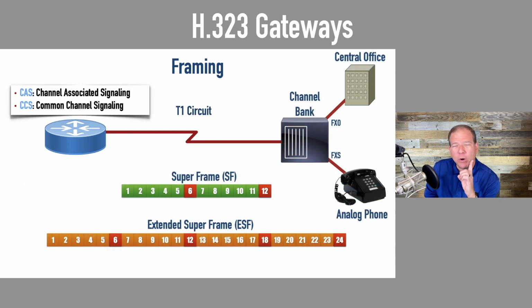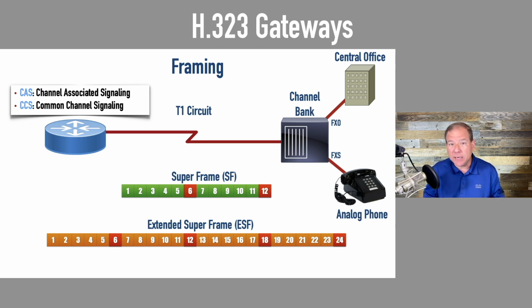Now, when I say we're going to do framing, I'm saying we're grouping together these voice samples. A single frame is 193 bits, as we just saw. However, we don't send a frame by itself. They travel in groups, and those groups in the T1 world are either super frames or extended super frames. And there are two different types of signaling we might be doing: CAS, channel associated signaling, or CCS, common channel signaling. Let's talk about both for your notes.